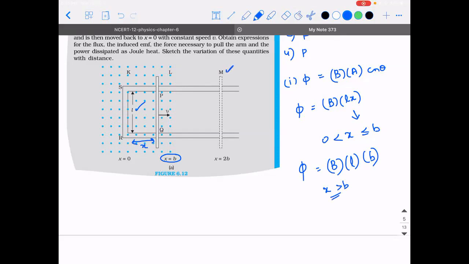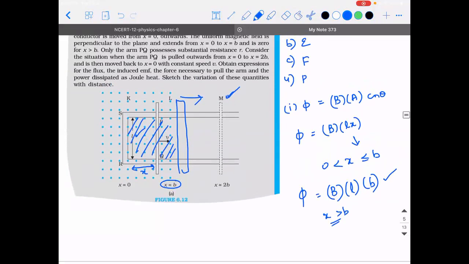Because let's say when the conductor is at a point M, once the conductor crosses this position, the maximum flux that is needed is already associated with it. So after this, however much distance the conductor moves on the right side, the flux is going to be a constant with the value of B into L into b. Accepted? Yes or no? Yes.